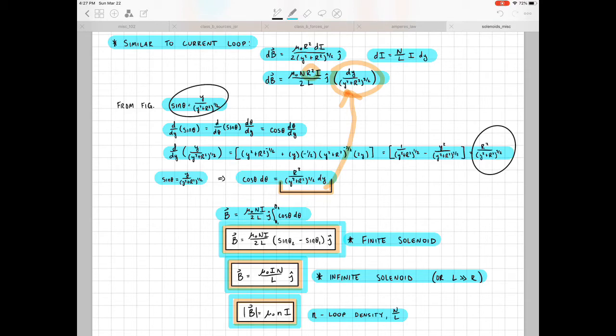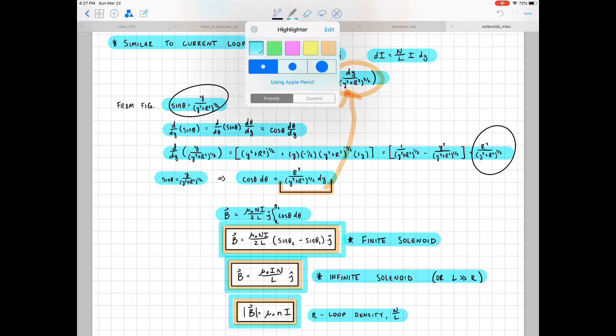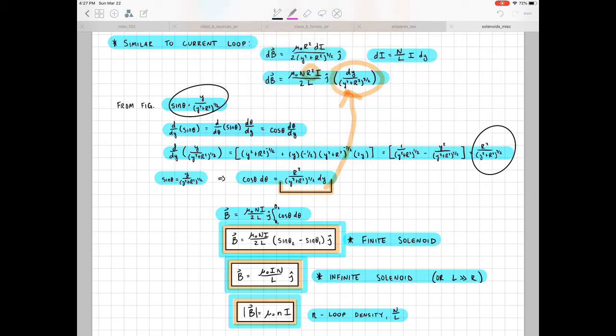So that is the magnetic field inside a solenoid. You'll notice something interesting. There's no R value in any of these expressions, right? They're all the same expression, but R isn't present there. So the solenoid field does not depend on the size of the loops.